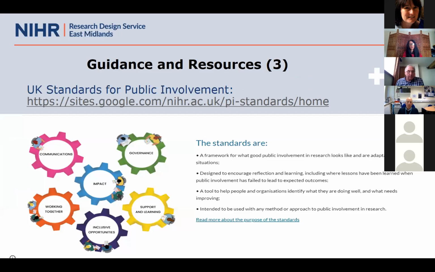Next slide, please. And finally, some of you may have seen these, the UK standards for public involvement. These standards are for what good public involvement looks like. They provide clear and concise statements of effective public involvement against which improvement can be assessed. So researchers can use these standards to review their plans for public involvement, and research funders and charities can use them to assess how public involvement is being implemented in projects and organisations that they support. And members of the public, as well as community groups, can use these standards to assess the strengths and weaknesses of their involvement in the research and to identify improvements.